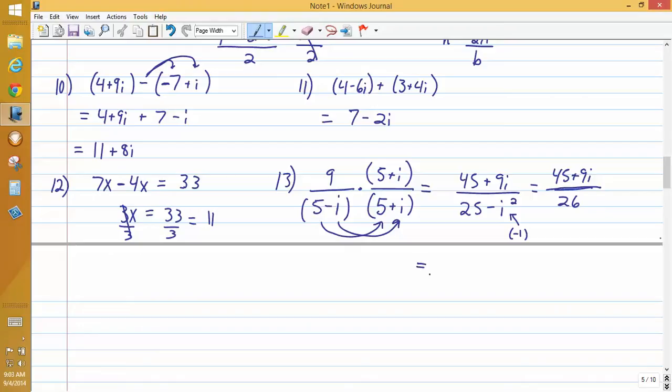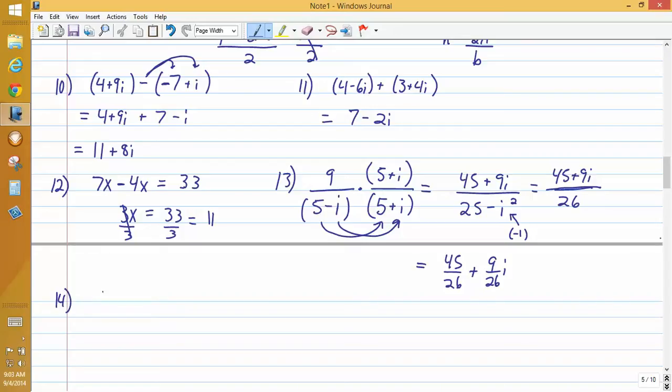We need to break that up. Use term-wise division to break it up into its two terms. So that's 45 over 26 plus 9 over 26 times i. Usually the i is written beside instead of in the numerator. Now you look at those fractions and see if they will reduce. I don't believe either one of those will reduce. Okay, so that's your answer.